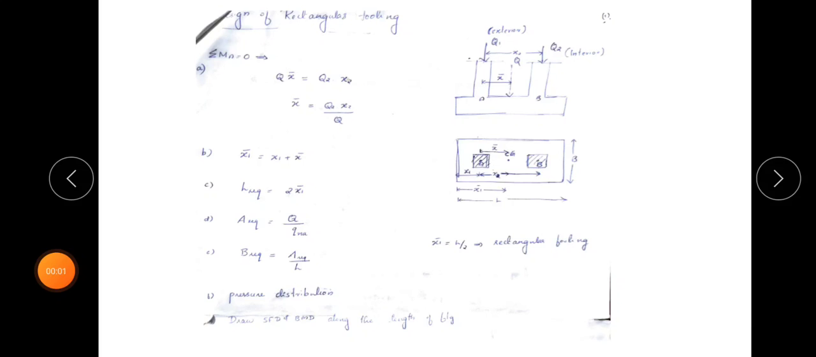Good morning, students. In the last lecture we discussed different types of shallow foundations like strip footing, combined footing, isolated footing, etc. In today's class we will study the design of rectangular footing.